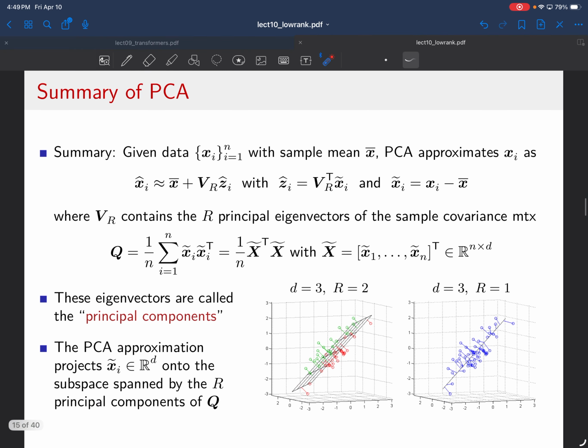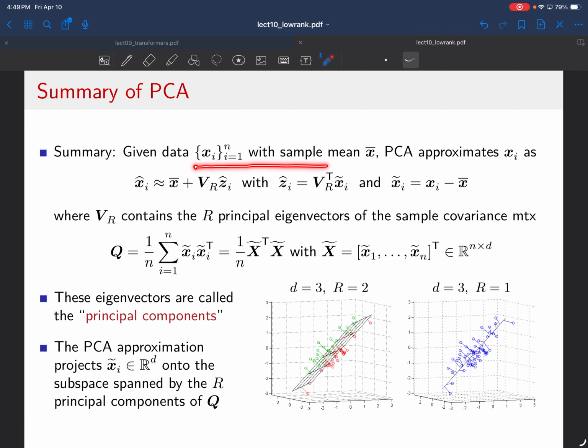Okay, so just to summarize everything: you're given data samples xi, you can compute their sample mean, and then you approximate the ith xi as the sample mean plus some deviation that depends on i. That deviation is expressed in a basis which I construct using the principal eigenvectors of my sample covariance matrix, and the coefficients, which I compute this way, again using those principal eigenvectors.